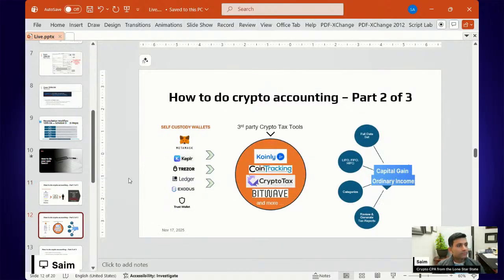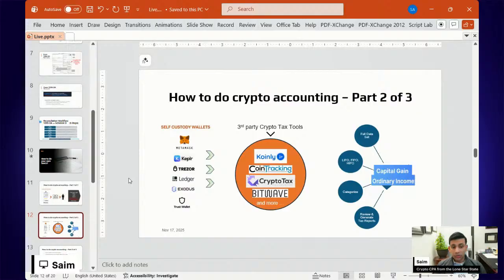Now let's go to the second one. If you have self-custody wallets, right? Let's say you have a MetaMask, Keplr, Ledger, Exodus, Trust, and there are so many other ones, Tangem, so many different wallets. Those are not part of the centralized exchange system. Those are something that you're controlling. You know that data very well. There's no central body reporting that data.